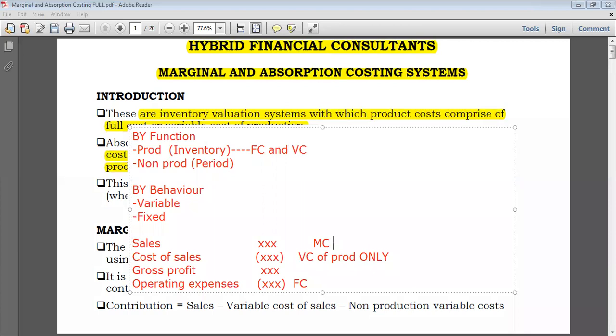But when you speak of variable costs, can you elaborate what exactly a variable cost is? Is that the labor, materials, direct expenses? All right, I got you.